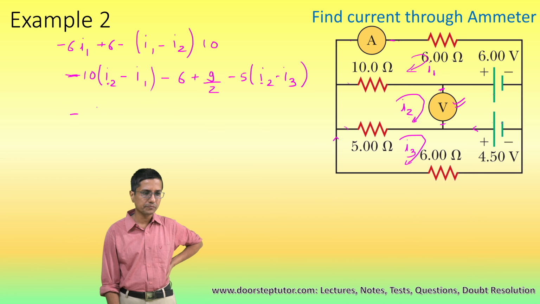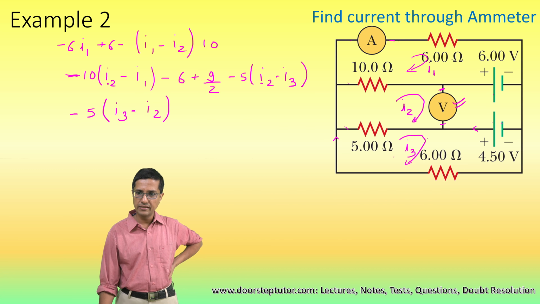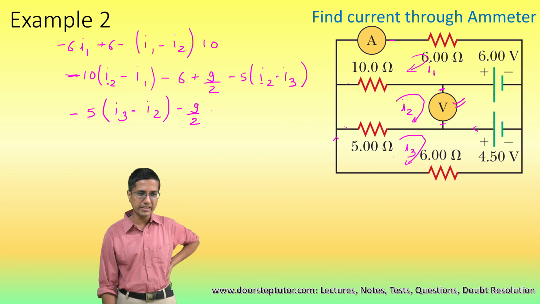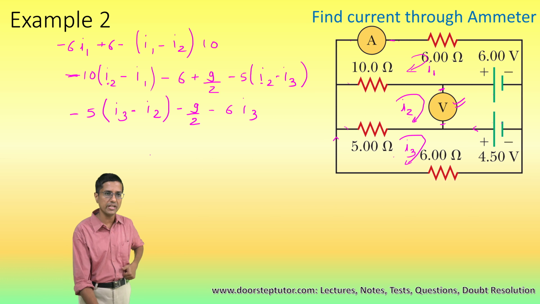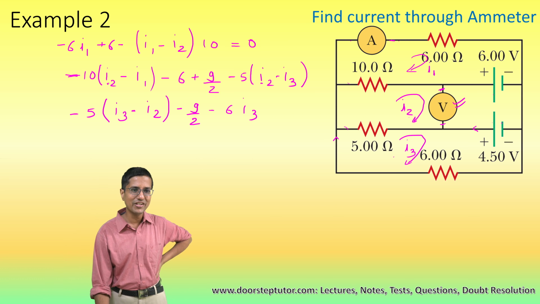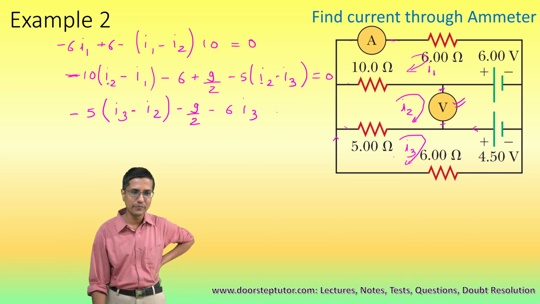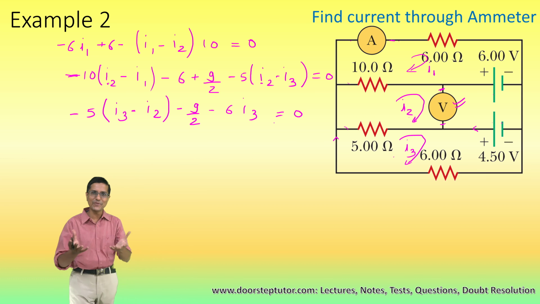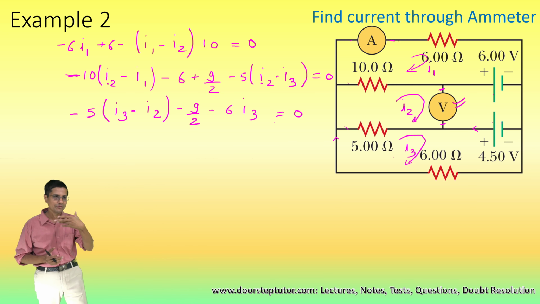Now the last one, it is 5. In this case the mesh current is I3, so we will write I3 minus I2, and then we come to this one. This is plus to minus, so it's minus 9 by 2, and then finally we come across this 6 ohm resistance, which is also a drop, but only one current, the mesh current I3, contributes there. And so these are our three equations. Of course they are not really equations until I equate them to 0. That is something you should not forget: equate them to 0.